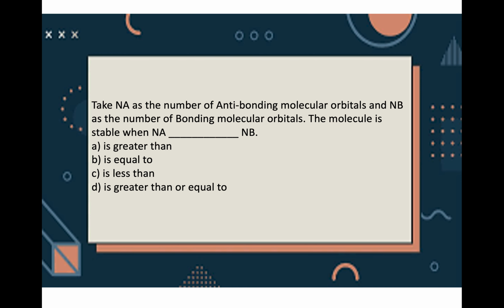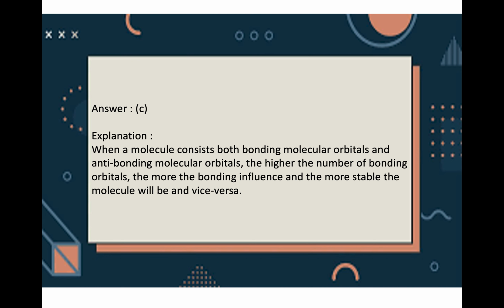Okay, so the next question, take Na as the number of anti-bonding molecular orbitals and Nb as the number of bonding molecular orbitals. A molecule is stable when Na minus Nb is greater than, equal to, less than, or greater than or equal to zero. Answer is option C, it is less than. Because when a molecule contains both bonding and anti-bonding molecular orbitals, the higher the number of bonding orbitals, the more the bonding influence and the more stable the molecule will be, and vice versa.